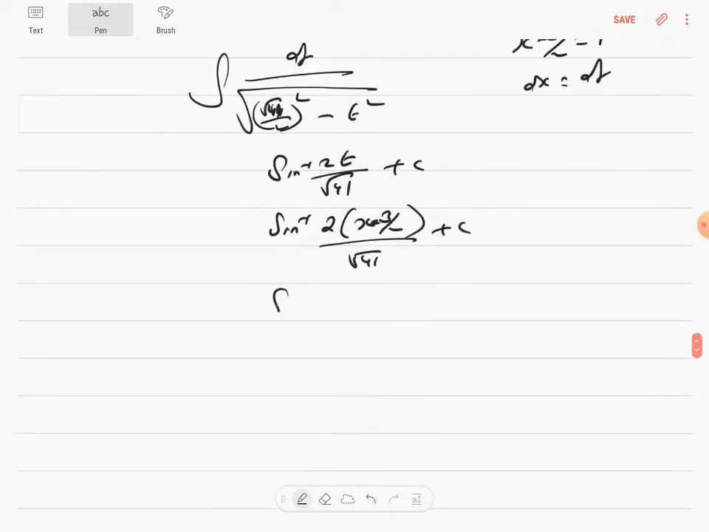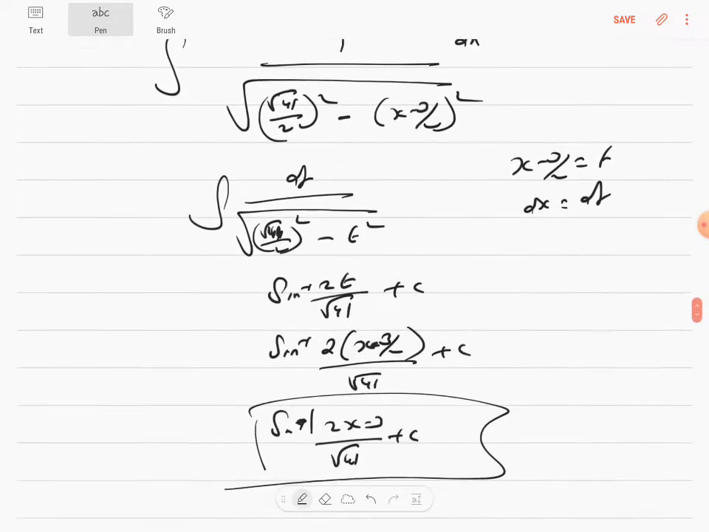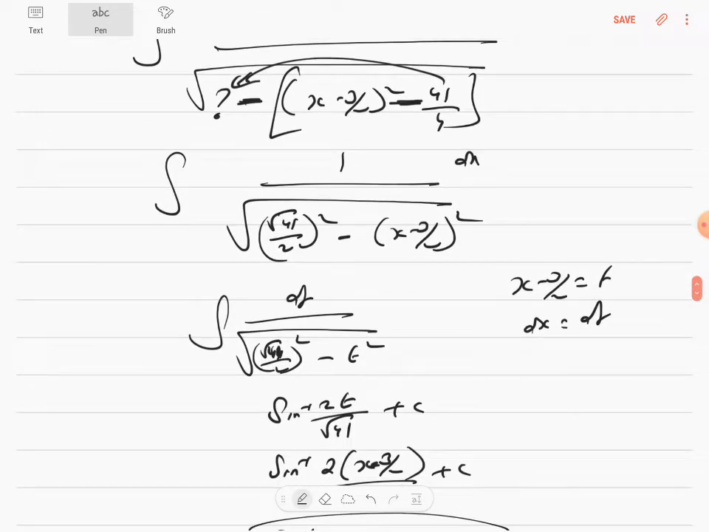So when you take LCM, the 2 and 2 get cancelled. It's (2x minus 3) by root 41 plus c. So that's all. This is the way you have to do this sum. It's very important. Similarly, you have many sums wherein, wherever in the root you see x square with a negative sign, this is the pattern you have to follow.